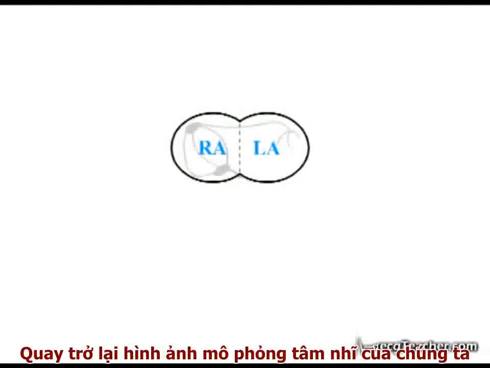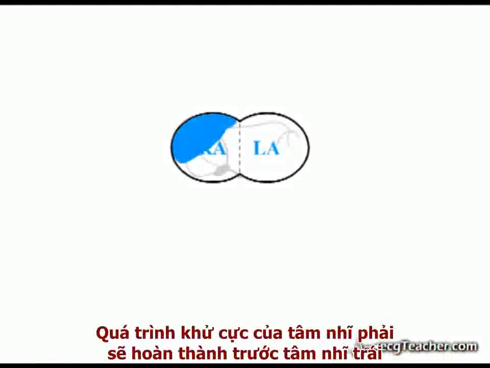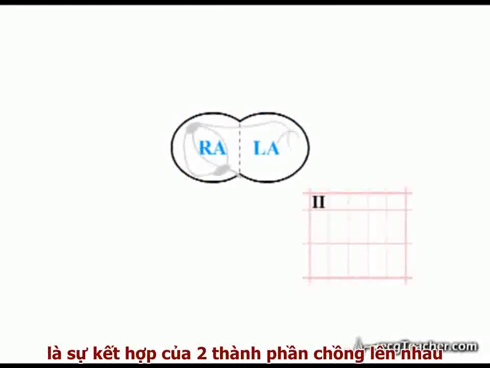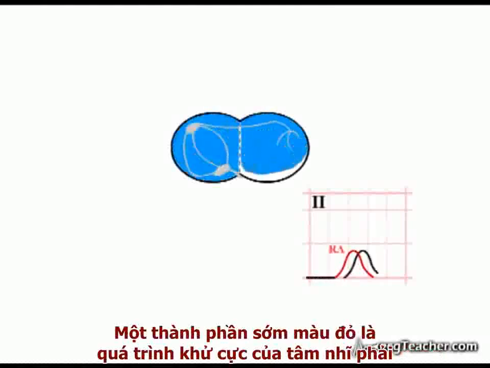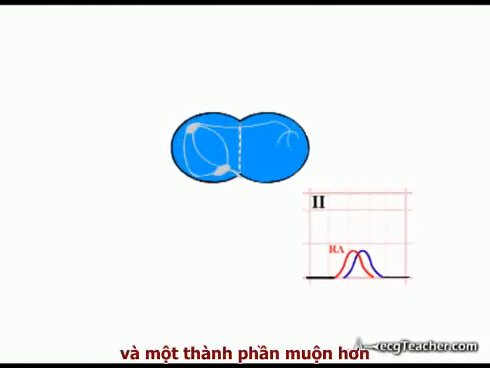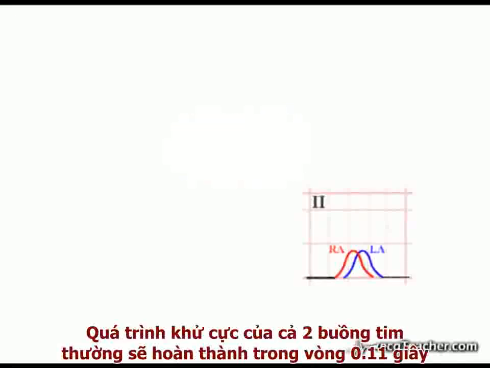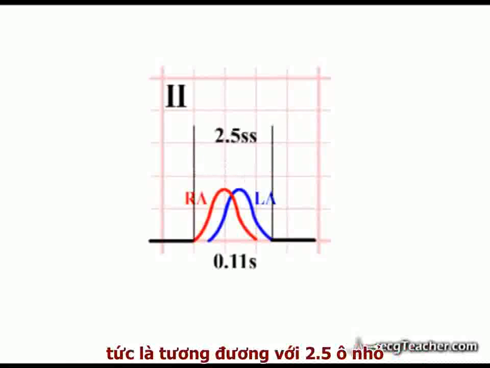Returning to our atrial schematic, you will also notice that because of the location of the SA node, depolarization of the right atrium is complete somewhat earlier than that of the left. The normal P wave, therefore, can be considered as being composed of two overlapping components. One early component, predominantly due to right atrial depolarization, and a second later component due to left atrial depolarization. Depolarization of both chambers is normally complete within 0.11 seconds, approximately 2.5 small squares.